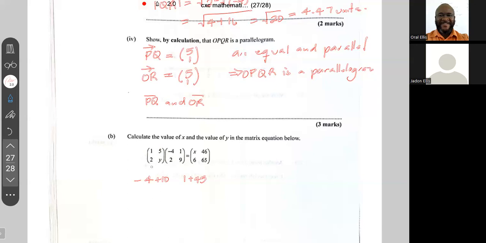Bottom row, left column, 2 times -4 is -8. y times 2 is 2y. All right. Then we have what? Bottom row, right column, 2 times 1 is 2. y times 9 is 9y. And the matrix on the left is equal to the matrix on the right, which is x, 46, 6, 65. Stay with me.